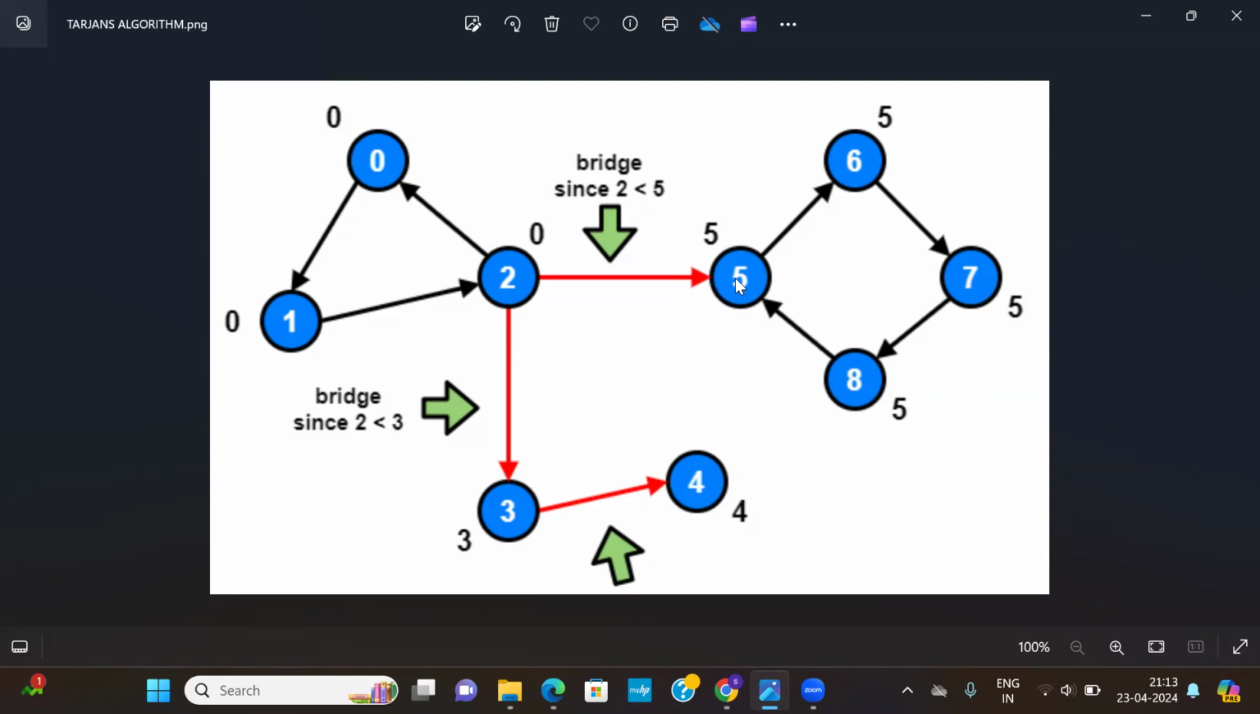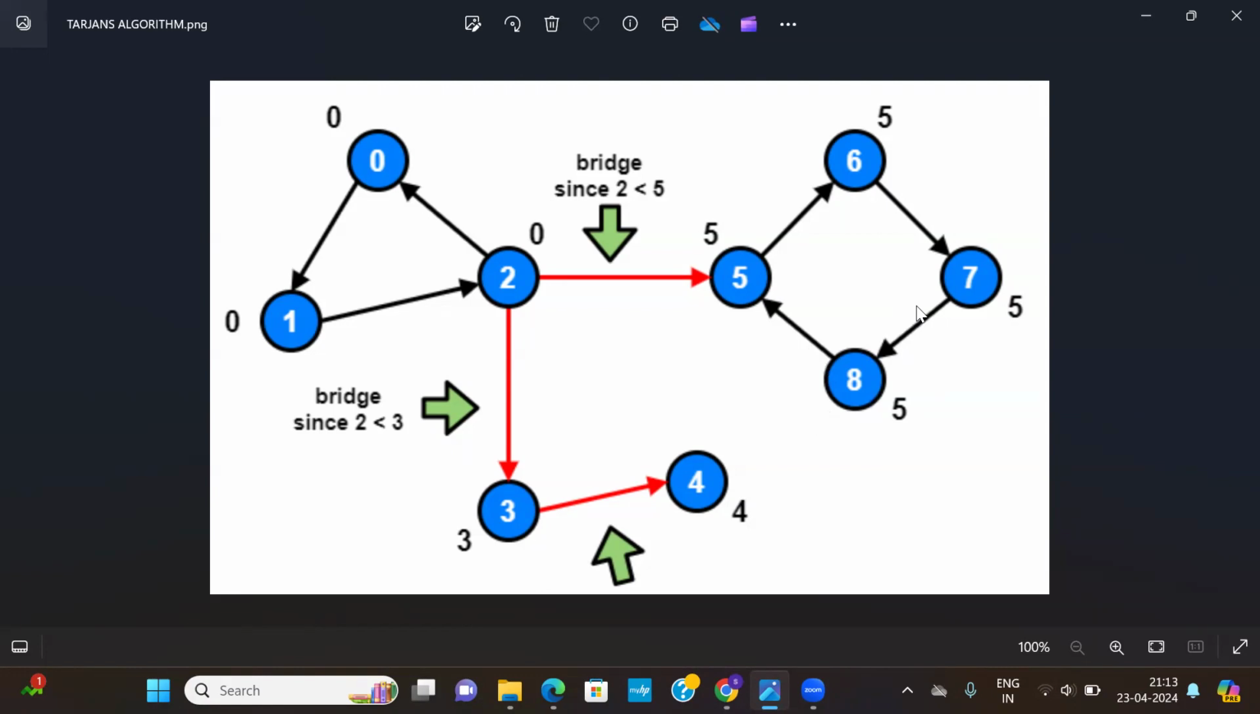What was the lowest time of insertion of 5? It was 5, right? Time of insertion was also 5, lowest time of insertion was also 5. What is the lowest time of insertion of 8? It is 8. 5 is better than 8, right? So its lowest time of insertion will become 5. Then I'll go to 7.